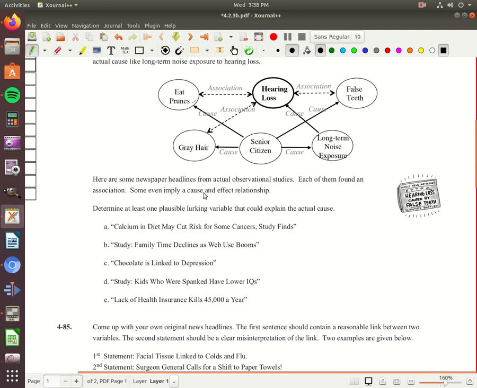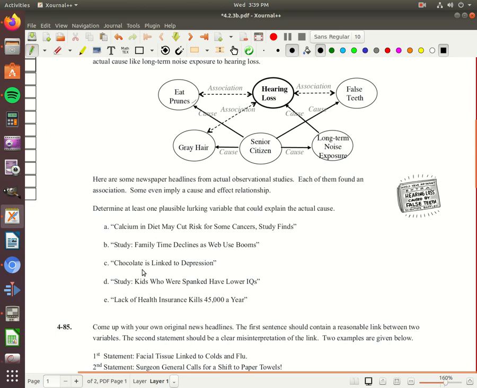Not there yet, exactly. So here are some newspaper headlines from actual observation studies. Each of them found an association. Some even imply a cause and effect relationship. Determine at least one plausible lurking variable. So: calcium in the diet may cut risk for some cancer, study finds. So who knows? If you're still drinking milk or getting a lot of calcium, you're probably eating healthy. Maybe you're not smoking, and that probably has something to do with you not having cancer either.